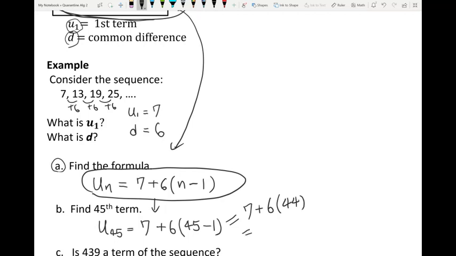Let's do 44 times 6, which is 264. So 7 plus 264 is going to be 271. So the 45th term of the sequence is going to be 271.